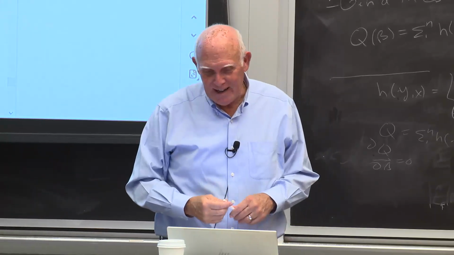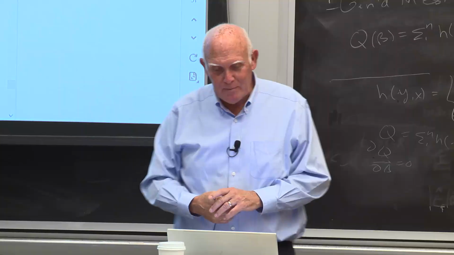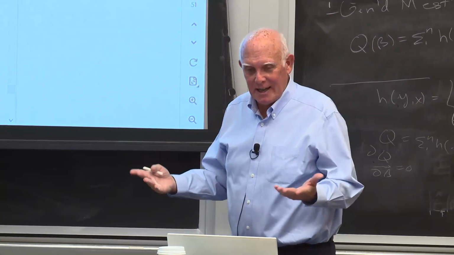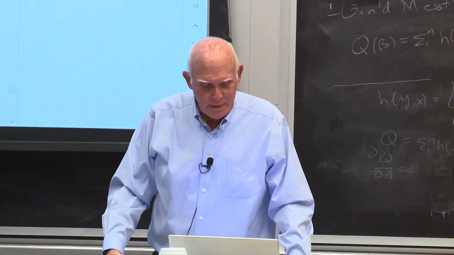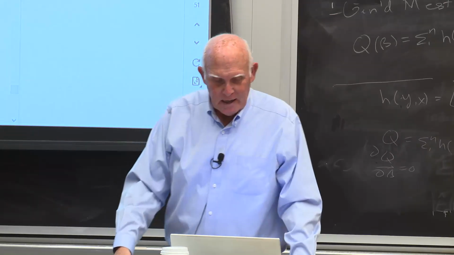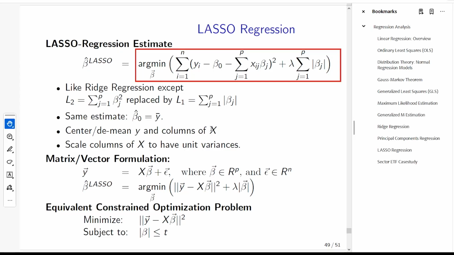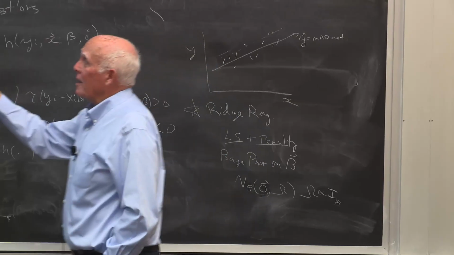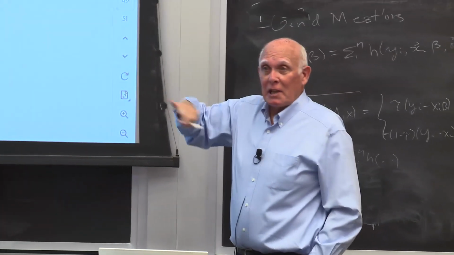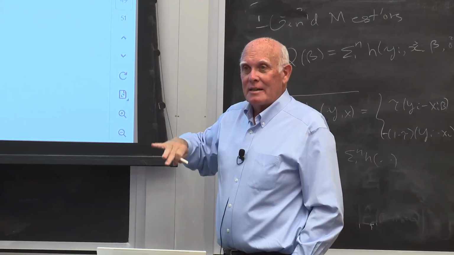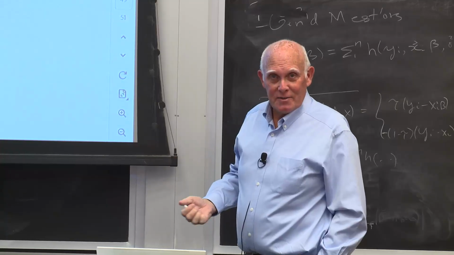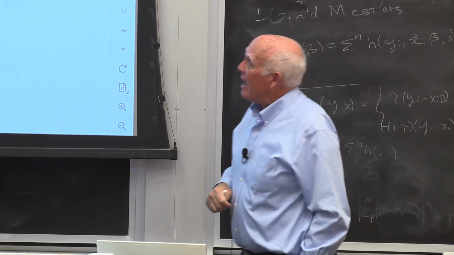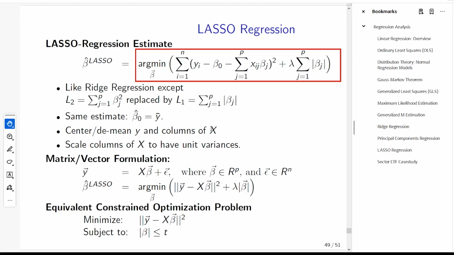Now, as you might expect, researchers have extended estimation methods beyond these. The Lasso regression estimate is one where instead of having the penalty be the sum of squared beta j's, it's the sum of the absolute values. And this penalty is a really interesting one.